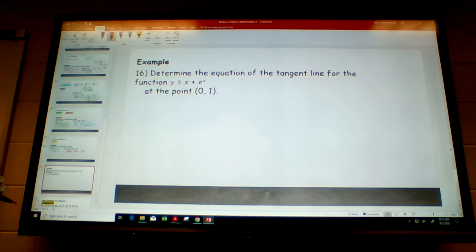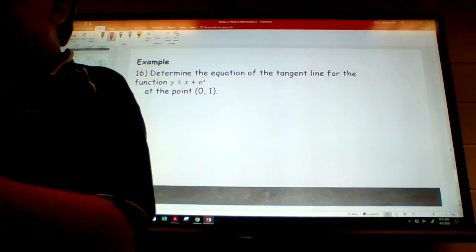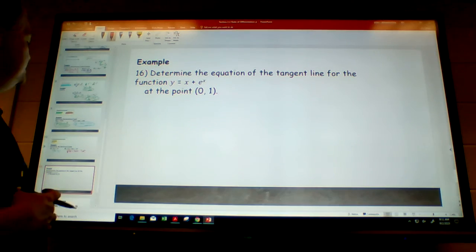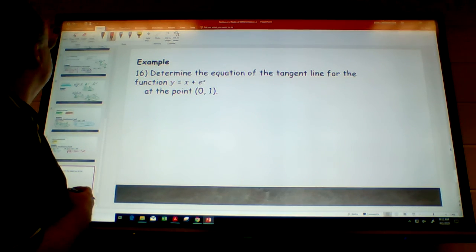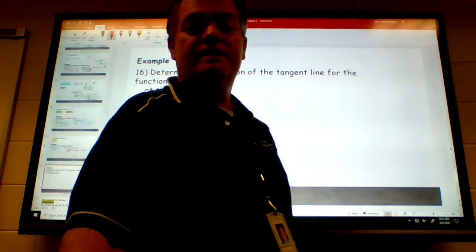Now it says determine the equation of the tangent line at the point (0, 1). Okay. I am probably going to run out of time, so I will do a part 2 for this one. It won't take very long, but we will continue this here in part 2.